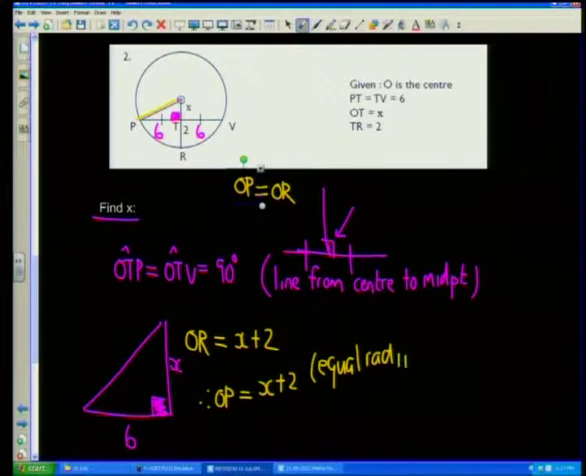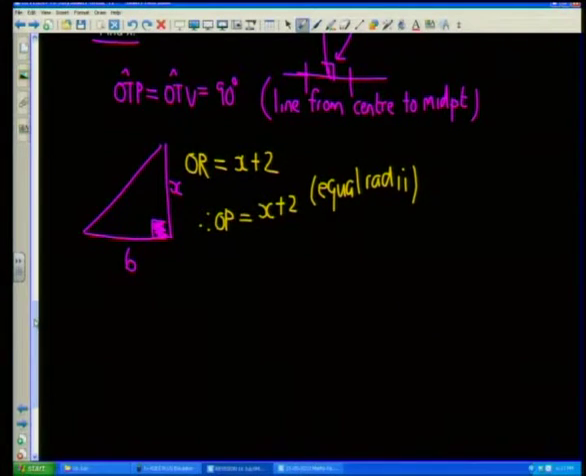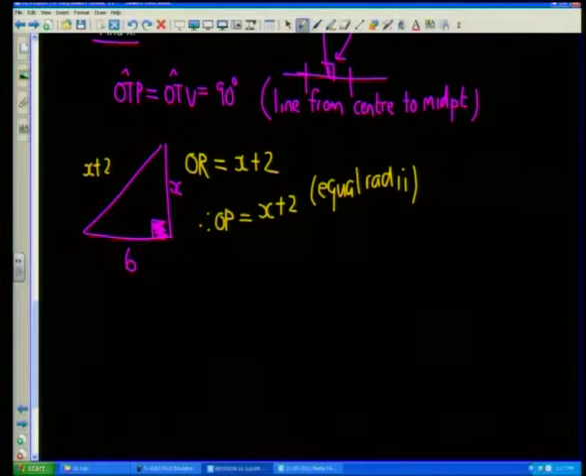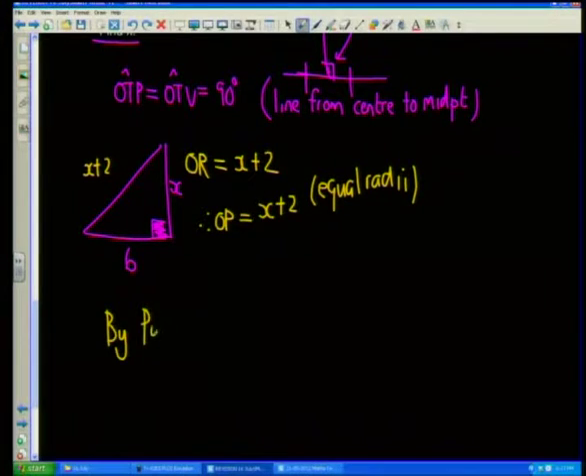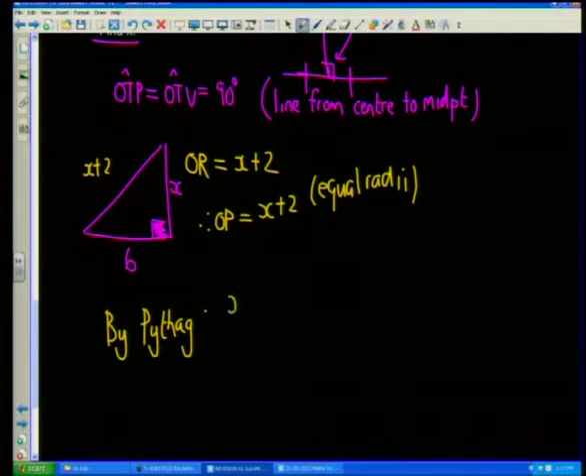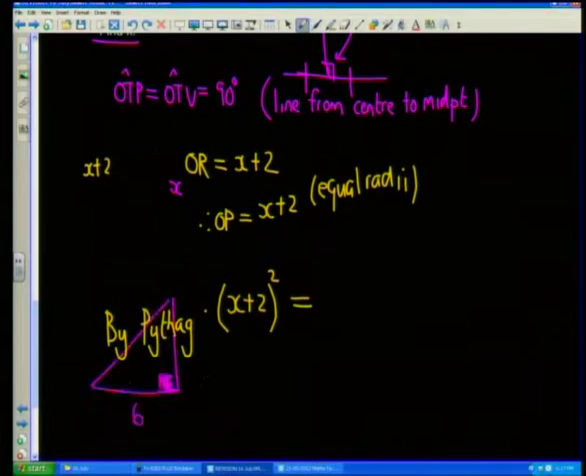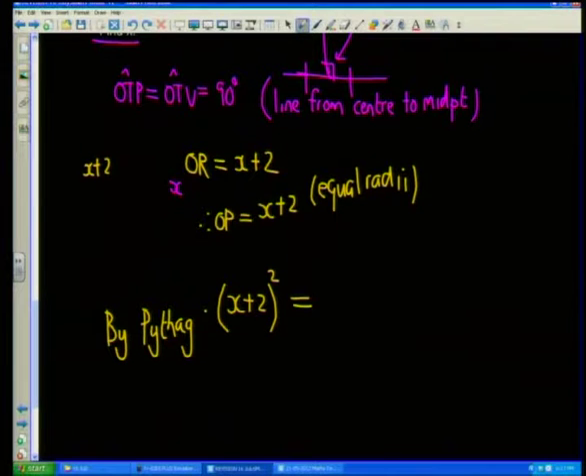Okay, hope I'm not rushing you too much. So this now means that I'm going to get that this is x and 2. And I think now you can see that what we're solving for is x. So by Pythagoras, alrighty, we've got that the square on the hypotenuse, which is x and 2 squared, is equal to the sum of the squares on the other two sides.